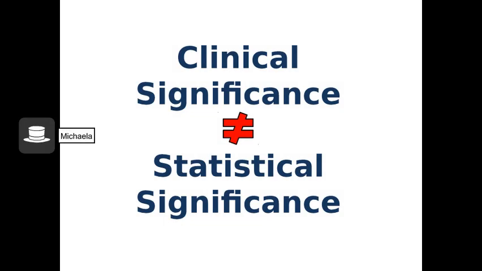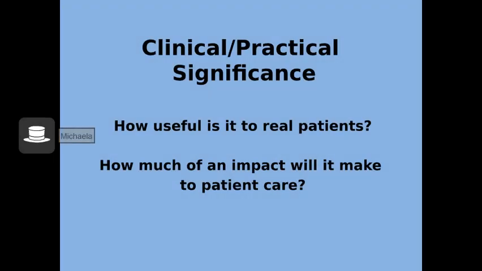If something is statistically significant, that doesn't mean it's clinically significant. In fact, it's really only one factor in clinical significance. Statistical significance is just about whether it's by chance or not. Clinical or practical significance refers to a finding's usefulness, its practical application in the real world, how valuable the evidence is in making an impact in patient care.